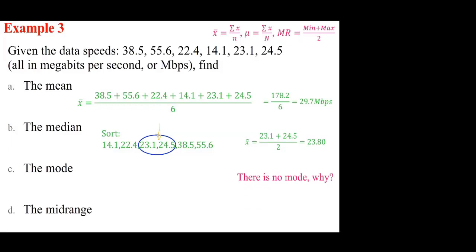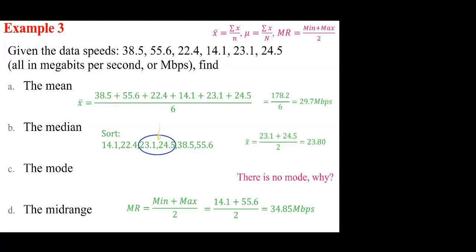There is no mode. Why is that, class? Can anybody tell us why there is no mode? Because no data value repeats. Perfect. Nothing repeats. And to find the mid-range, all you have to do is add up the minimum and maximum and divide by 2.